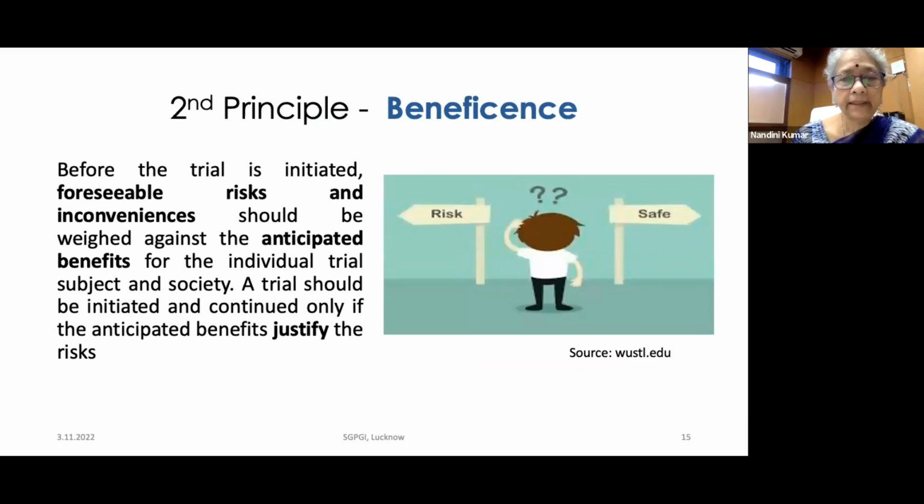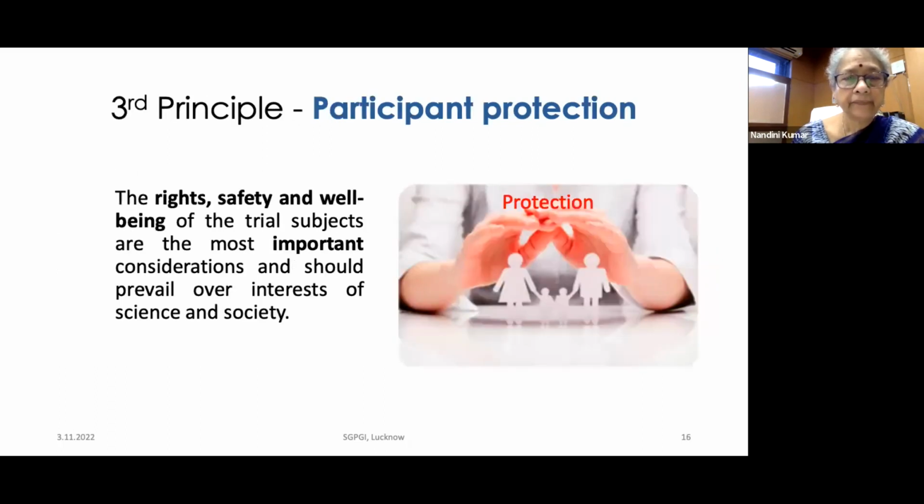Beneficence is, as you understand, you have to weigh the risk against the benefits and justify the risks if you feel that the research is worthwhile to pursue. So you should describe some foreseeable risks and inconveniences, and consider and weigh the anticipated benefits. Of course, the ethics committee also will have a say in this matter. Participant protection is the third principle, about rights, safety, and well-being, which is called RSW as an acronym. Always remember these three words; you will come across them in most of the international documents, and they are the most important considerations and should prevail over interests of science and society.